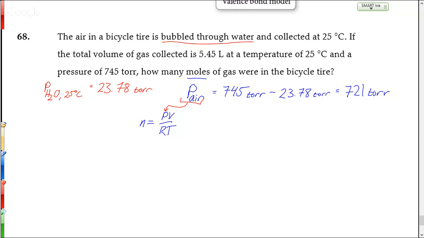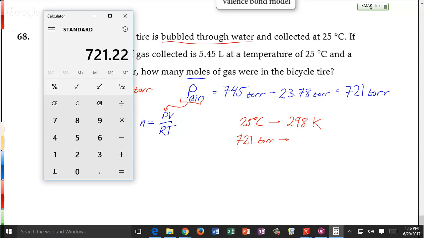We have to convert Celsius into Kelvin and then torr back into atmospheres. Okay. Yep. Okay, so temperature should always be in Kelvin, right? Kelvin. So we got to go 25 degrees C is 298 K, and then that 721 torr divided by 760.